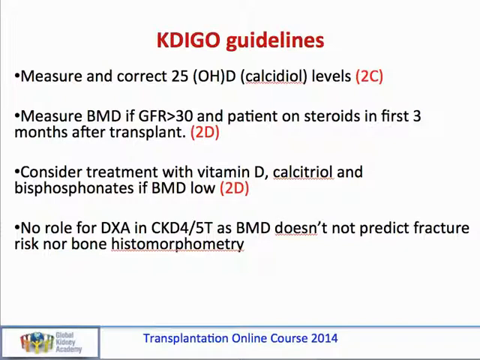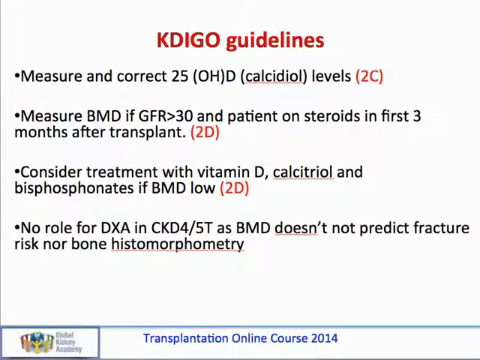And surprisingly, again, a 2D recommendation because there's no evidence, but it seems very reasonable. If you're vitamin D deficient or you do have evidence of low bone mineral density, then you should consider treatment with a bisphosphonate. Very sensibly, they recommend that you shouldn't do bone DEXA scans in CKD4 or 5, as bone mineral density doesn't predict fracture risk. But furthermore, there's nothing you can do.